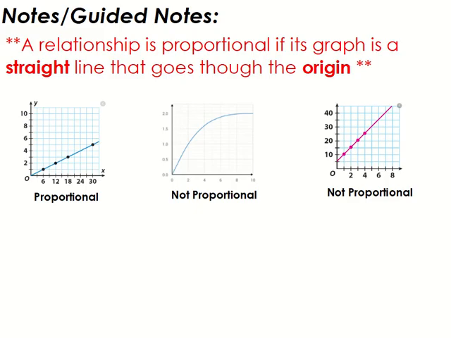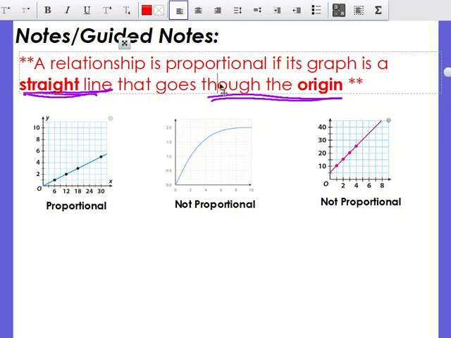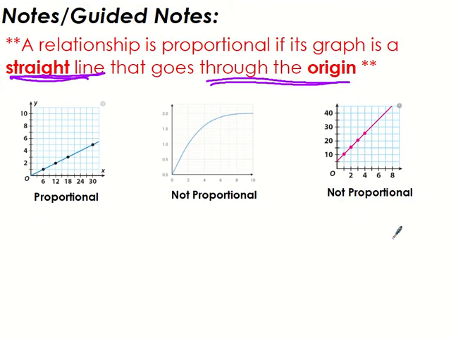So a proportional relationship, when it is graphed, is going to be a straight line, has to be a straight line, and it has to go through the origin. If it does not go through the origin, then it cannot be proportional, and if it is not straight, then it cannot be proportional. So you can see the first one is proportional because it is straight and it goes through the origin. And that's what we mean by goes through the origin: the point 0, 0 is a part of the graph.